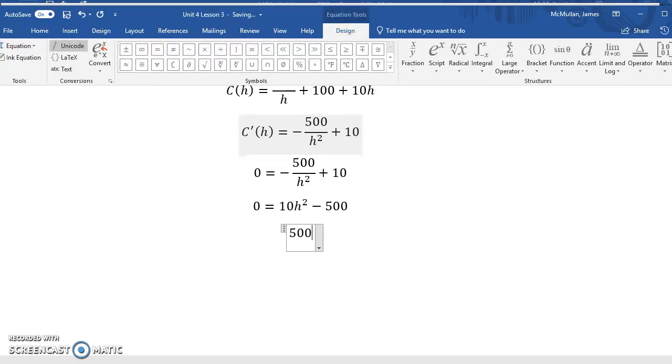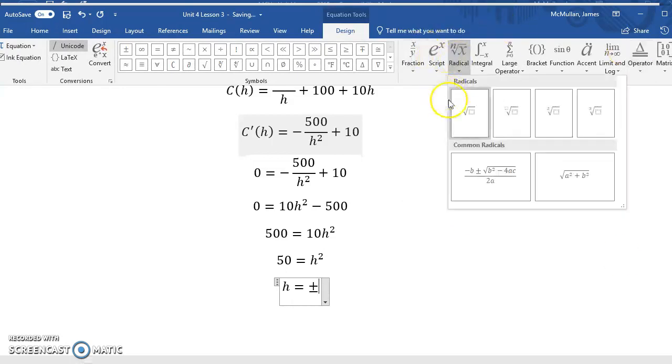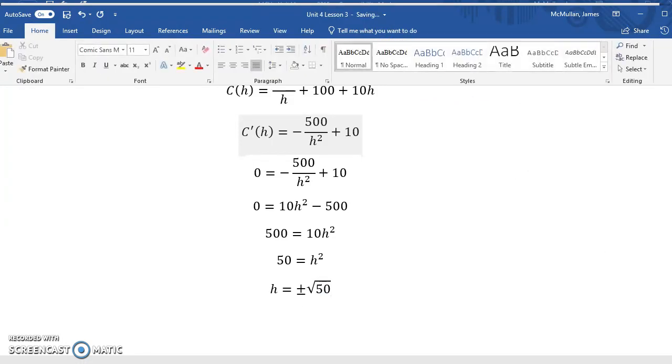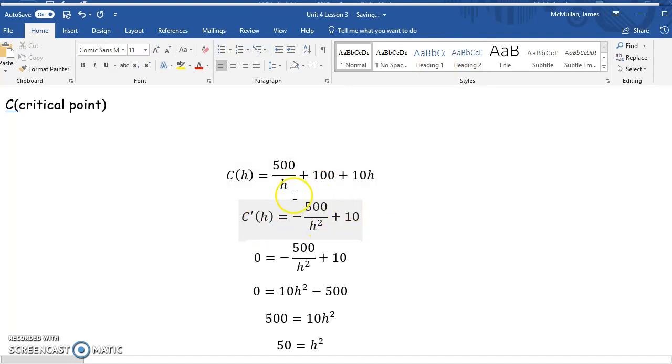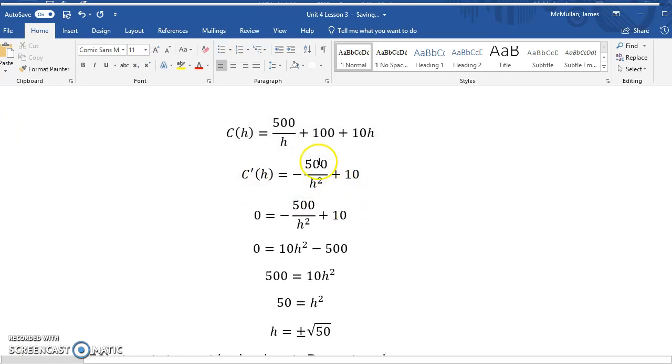To finish this off, I get 500 equals 10h squared, which means 50 equals h squared, which means h equals plus or minus root 50, right? Root 50, okay? And obviously I'm going to reject minus square root 50 since it is outside the domain I mentioned. Okay, now this derivative, let's graph it and we'll just have a quick look.